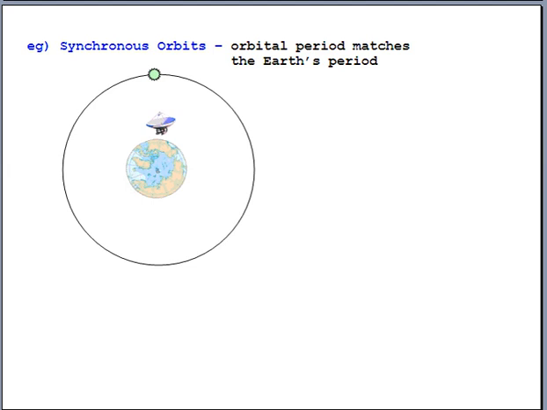It means that the orbital period matches the planet it's going around. Well, for us, that'd be the Earth. So you want to get this thing to go around once every, I almost said 24 hours, right? I guess it's once every 23 hours and 56 minutes and 4 seconds. There's only one place in space where that happens. Let's see if we can figure out where it is.